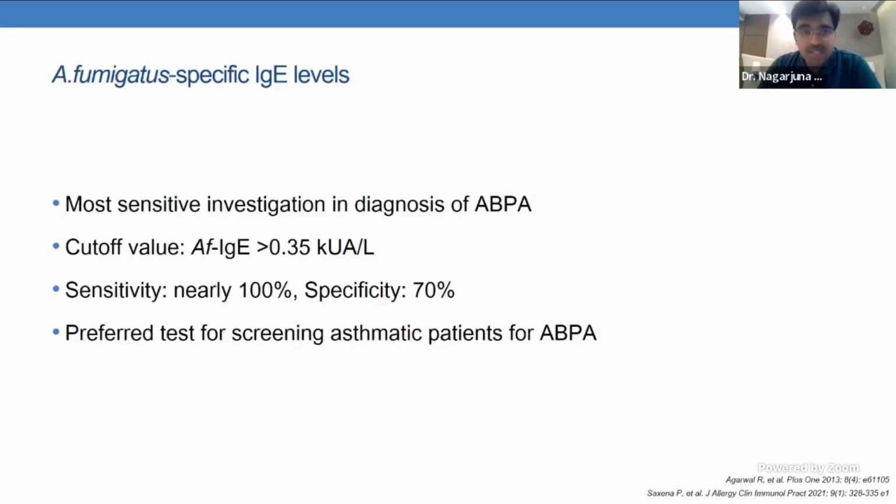Now, each of these tests. So Aspergillus fumigatus specific IgE, as I have said, this is the most sensitive investigation. The cutoff is not 0.1. The labs give 0.1 as the cutoff. We should remember that it is 0.35.